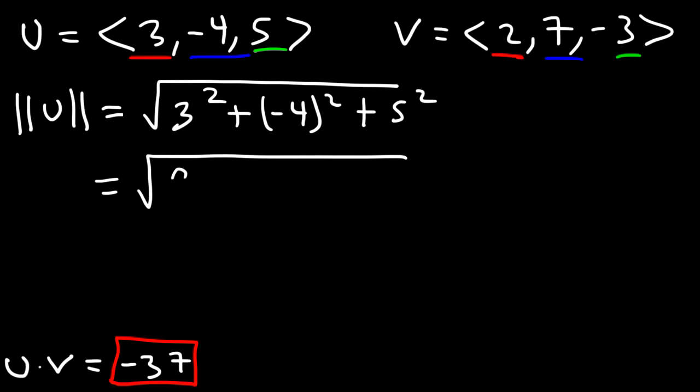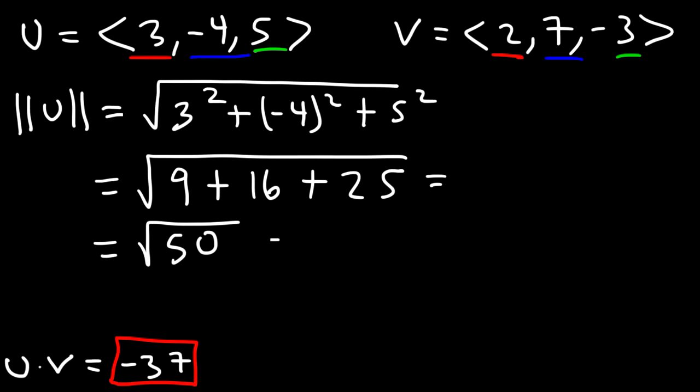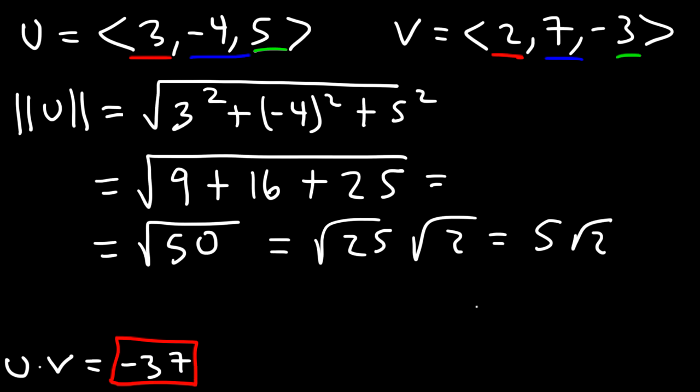Now 3 squared is 9, negative 4 squared is 16, 5 squared is 25. 16 plus 9 is 25 plus another 25. That gives us 50. And 50 is 25 times 2, and the square root of 25 is 5. So thus we have the magnitude of u is equal to 5 square root 2.